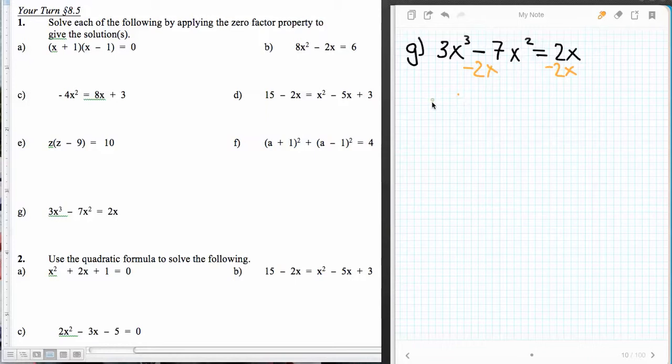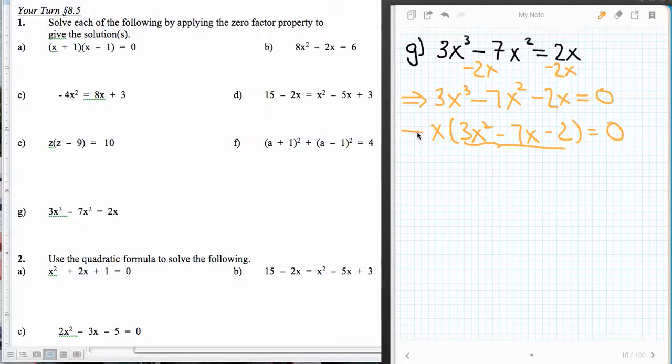And then what I'm going to see is that this is actually not a quadratic equation, it's actually a cubic equation. And I can still solve these cubic equations just the same way as before, it's just that I'll have to factor out an x. So I'm going to have an x times 3x squared minus 7x minus 2, equaling 0, and then I'll need to factor this trinomial as well.